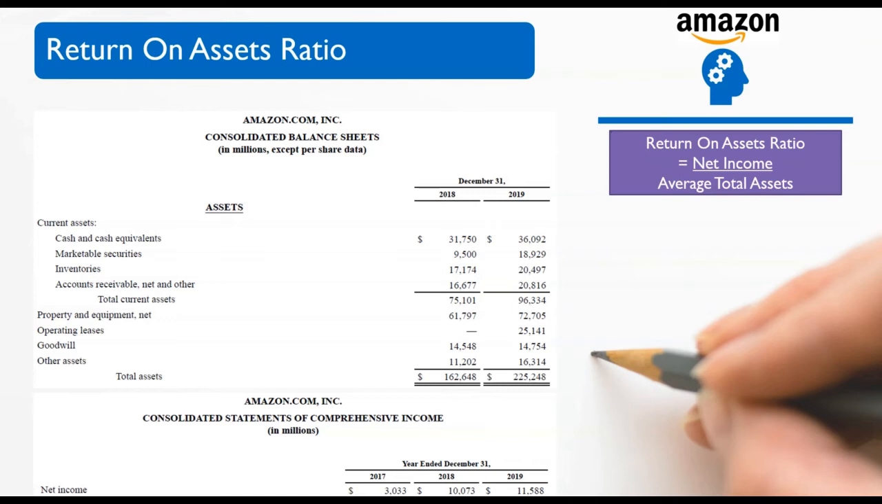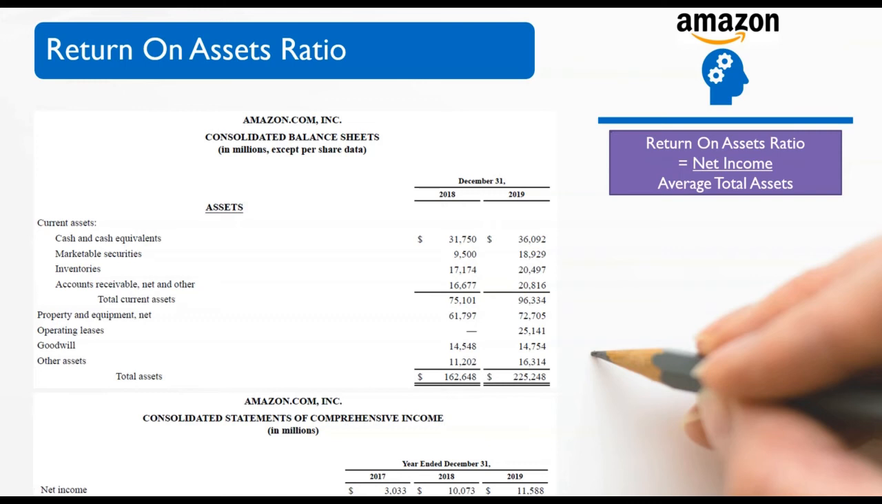Well, the return on assets ratio lets us know how much profit a company is able to generate from its assets. In simple terms, the return on assets measures how efficient the company is in generating earnings from their assets on their balance sheet. As such, the higher the ratio, the more efficient the company is at managing its balance sheet to generate profits. So how do we calculate the return on assets ratio?